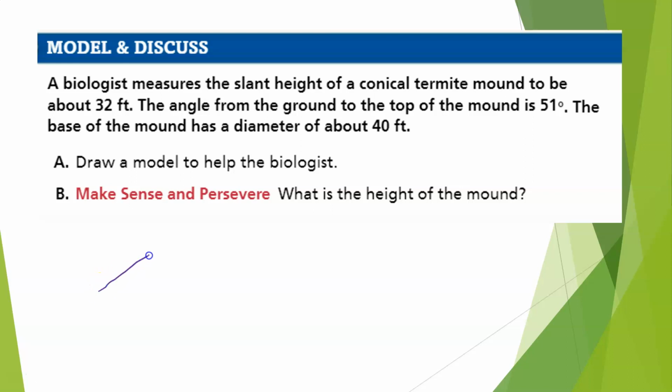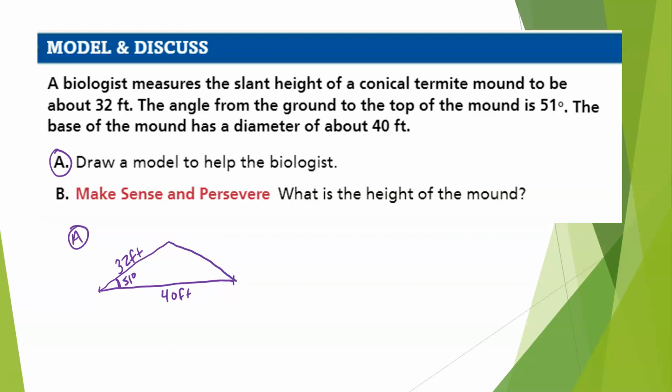Okay, so they're saying the slant height to the top of the mound is 32 feet, because part A is wanting me just to draw a picture. So that's what I'm working on here. The angle to the top of the mound is 51 degrees, and the diameter across the mound, so from here to here, is 40 feet. Okay, I can complete the triangle, and it looks like that.